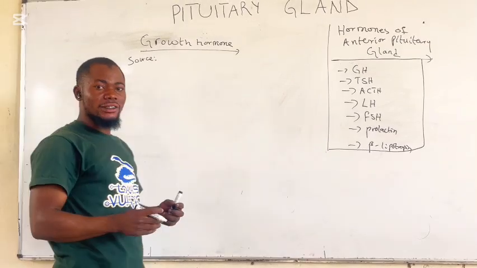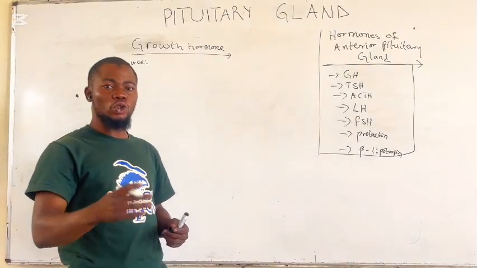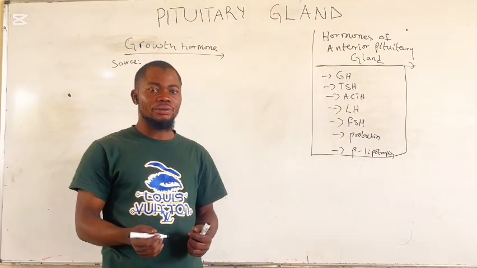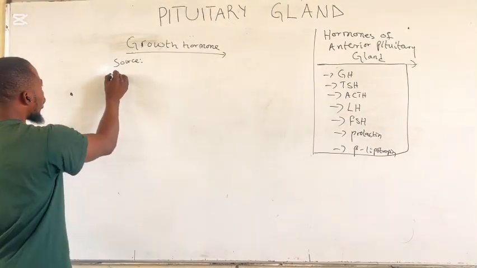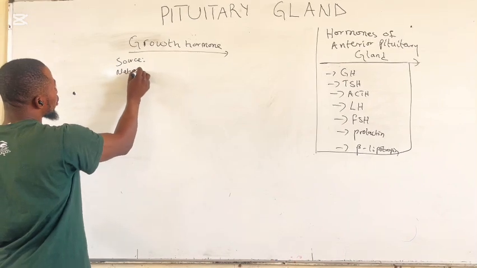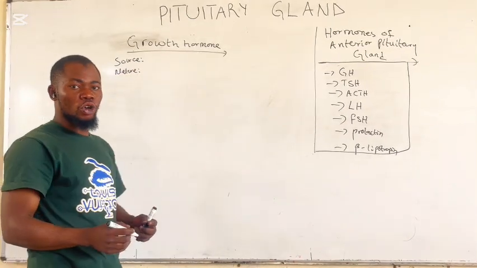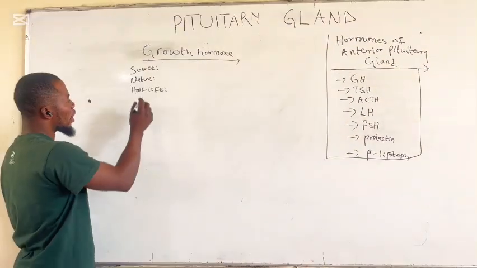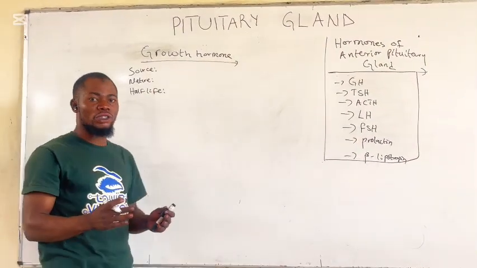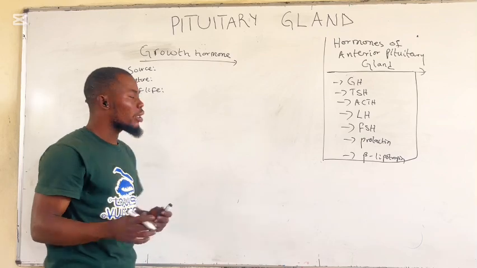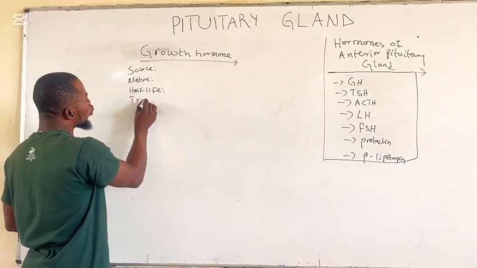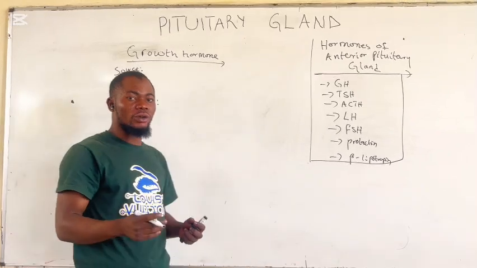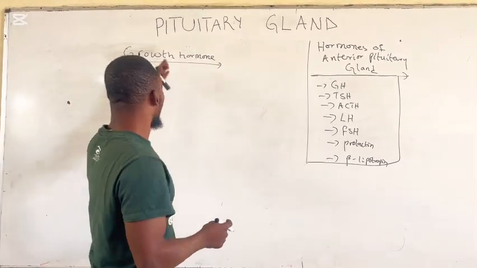Growth hormone is secreted from the somatotropes, which are acidophilic cells of the anterior pituitary gland. Nature of growth hormone: growth hormone is a protein hormone and it's degraded either in the liver or in the kidney. Half-life: growth hormone has a half-life of about 20 minutes, and it is transported by a protein. Functions of the growth hormone.